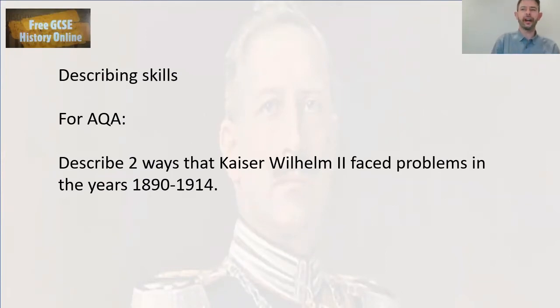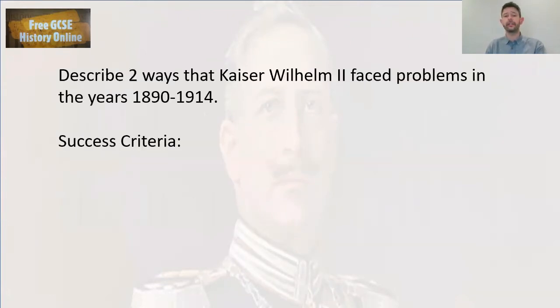Okay, so here we are with our describe questions. We try and develop our grade 9 history skills. So we're going to look at this question, describe 2 ways the Kaiser faced problems in the years 1890 to 1914. Although I've written AQA here, this could be a question for IGCSE or other exam boards. It's the same skill when you're asked to describe, you need to give points and evidence. So let's look at the success criteria.